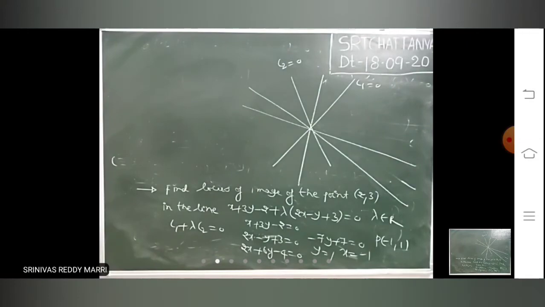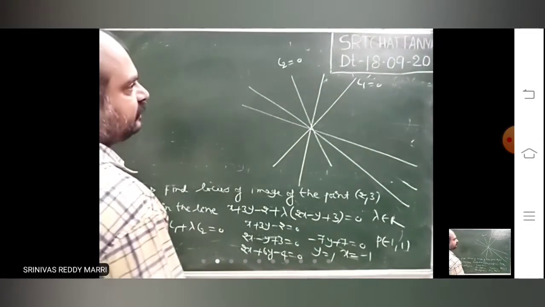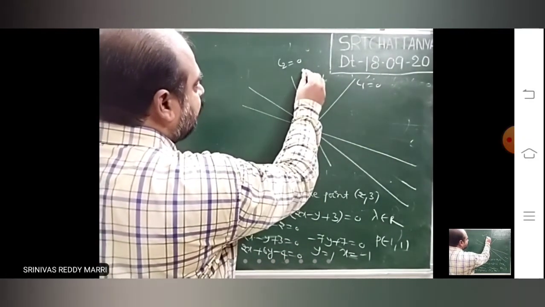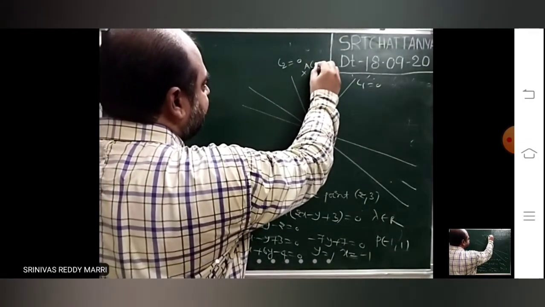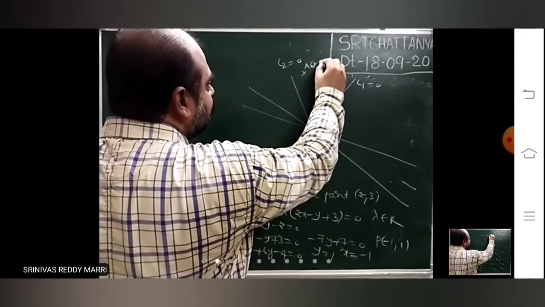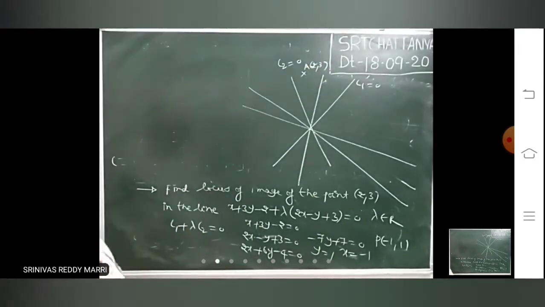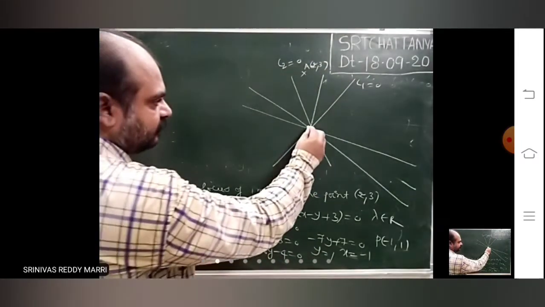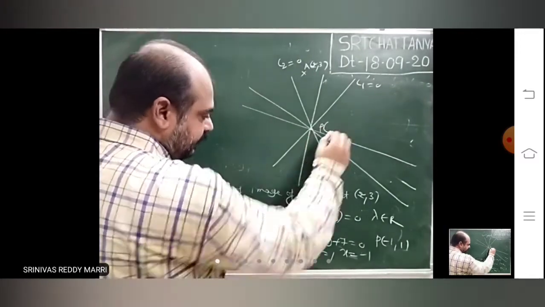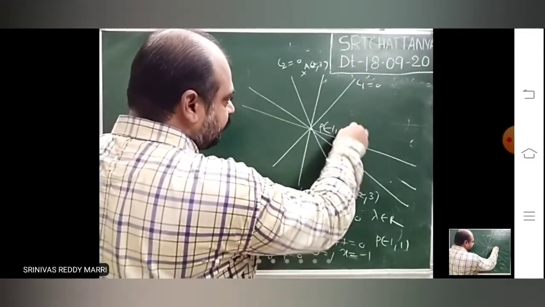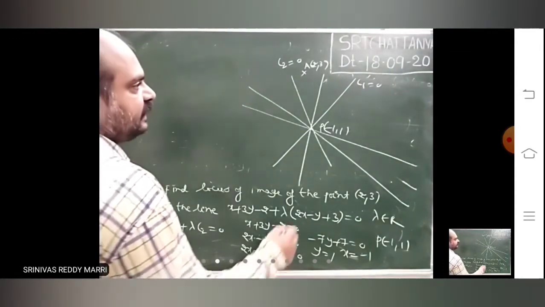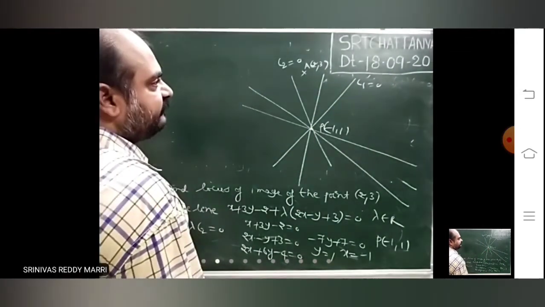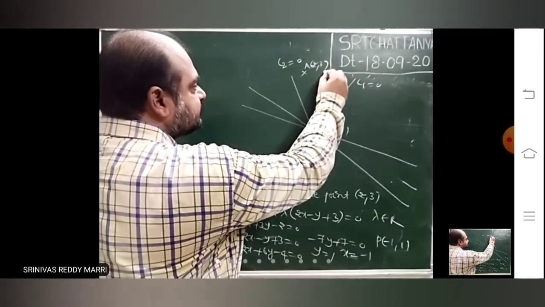Right? What he is telling is there is a fixed point 2 comma 3. One position will be there in space, that is 2 comma 3. So this point you got, look at this point, you got P minus 1 comma 1. What he has done is, in every line he has taken the image.